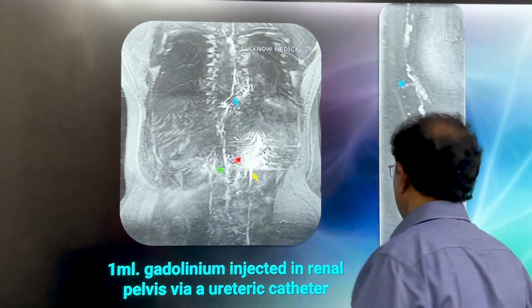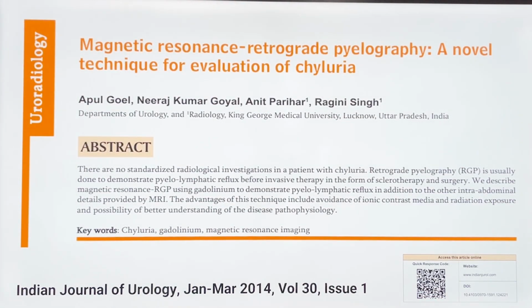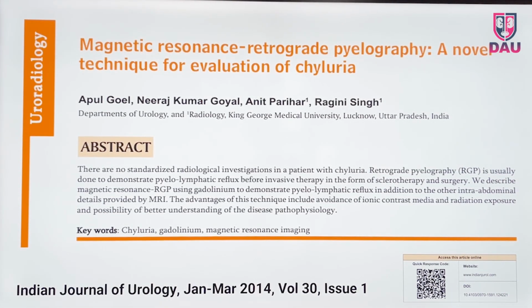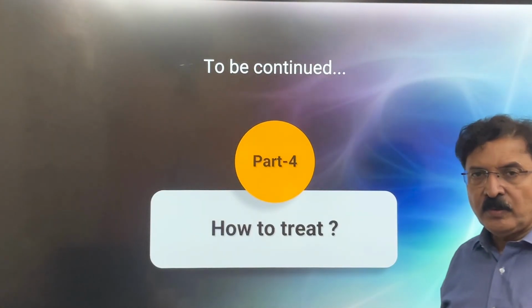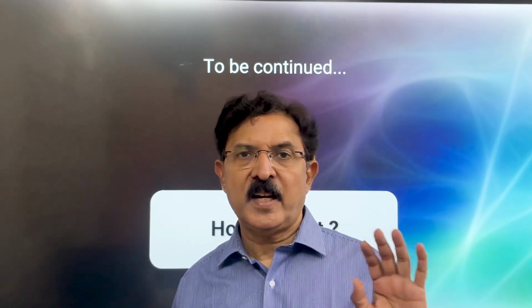And we do this test in our institution very often. And this has been published about 10 years back. You can access this article by scanning this code. So that's about how you make the diagnosis of various aspects of chyluria.